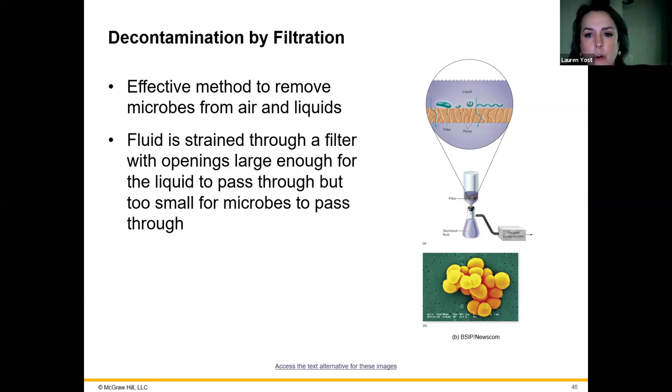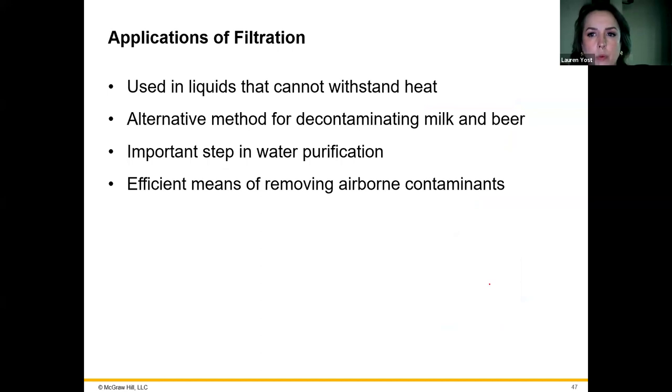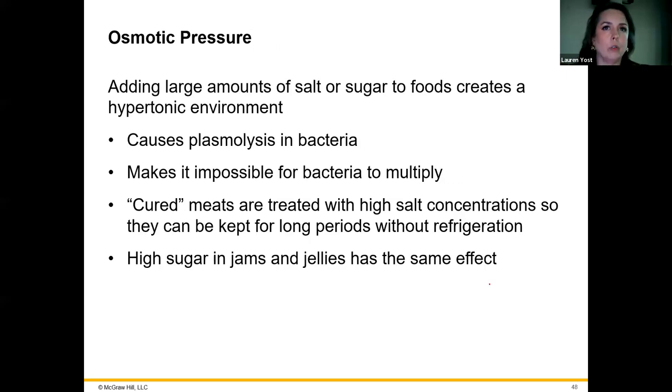So we can remove most microbes this way, especially if you get small enough filters. That's really all this is about, right? If the holes in it are small enough, then it can remove anything. We can use this for anything that can't withstand heat, so even things like milk and beer and water purification. And the air, of course, we know HEPA filters, yes.